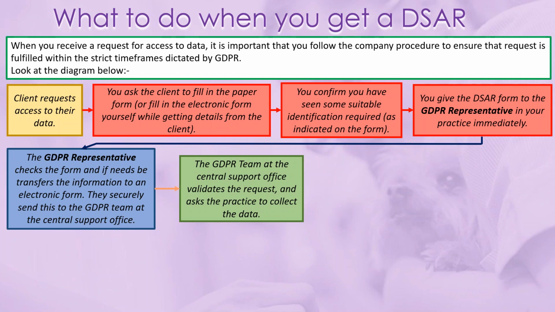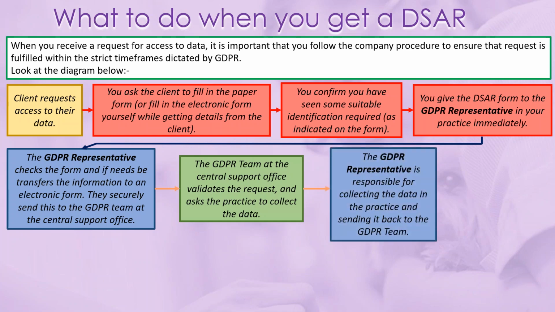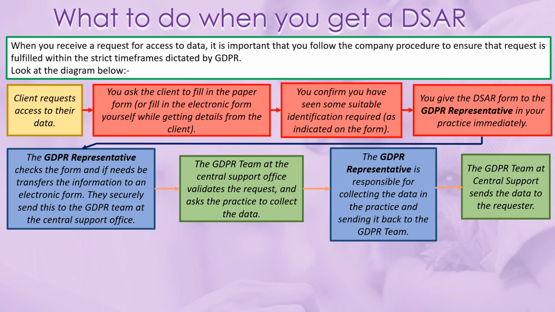Once it is received by the GDPR team at Central Support, if they are happy for you to proceed, they will validate the request and alert you to start collecting the data at practice level. This is done by the GDPR representative. The GDPR representative must then collect that data and securely send it back to the GDPR team. Once that's been received, the GDPR team will do their final checks and then send the information directly to the client or staff member, whoever requested it in the first instance.